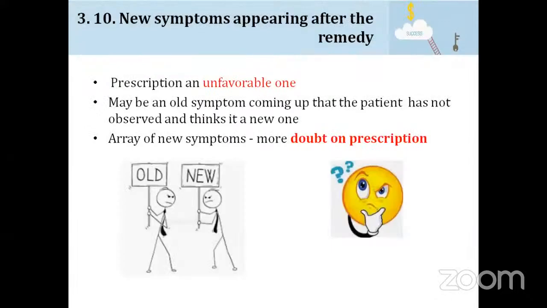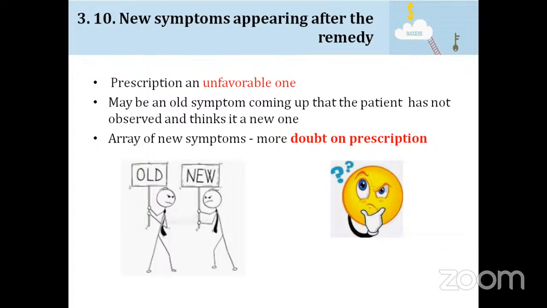Now the 10th observation, where new symptoms appear after the remedy. Whenever you're giving a remedy and some new symptoms are appearing after the remedy, what does that state? That states that the prescription was not a favorable one. Why? Because apart from the patient symptom, you're getting new symptoms. And what do those new symptoms indicate? That maybe the remedy is acting on some spheres other than what it is expected to act on. So, the prescription was an unfavorable one.